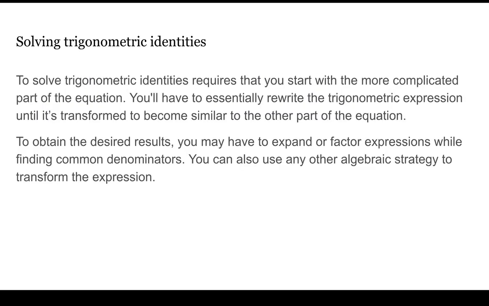How do you solve them? Solving trigonometric identities requires that you start with the more complicated part of the equation. You will have to essentially rewrite the trigonometric expression again until it's transformed to become similar to the other part of the equation. So in summary, you have to write it again so that it becomes the same. And when it's the same, it's easier to calculate that way.